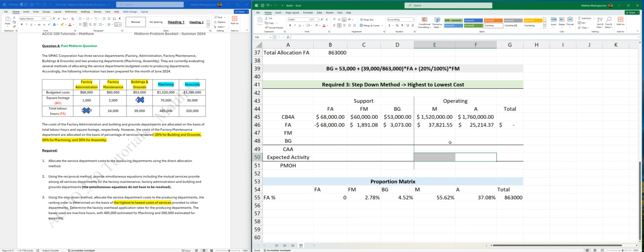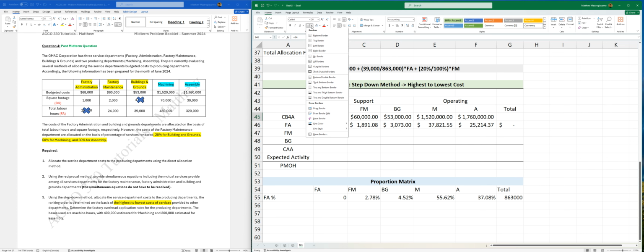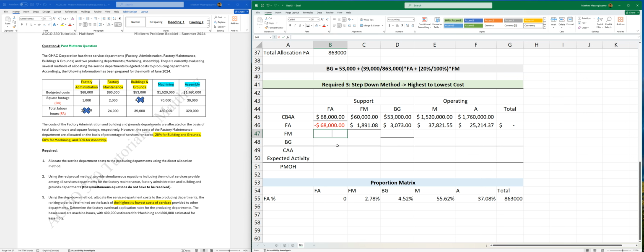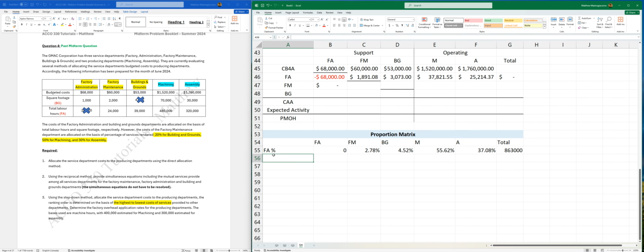Okay. Now, everyone, factory maintenance. Okay, so for factory maintenance, you never allocate backwards, right? Remember, we go down the stairs. We build a staircase. Okay, we build our staircase. Factory maintenance, nothing. Now let's go FM percentage.